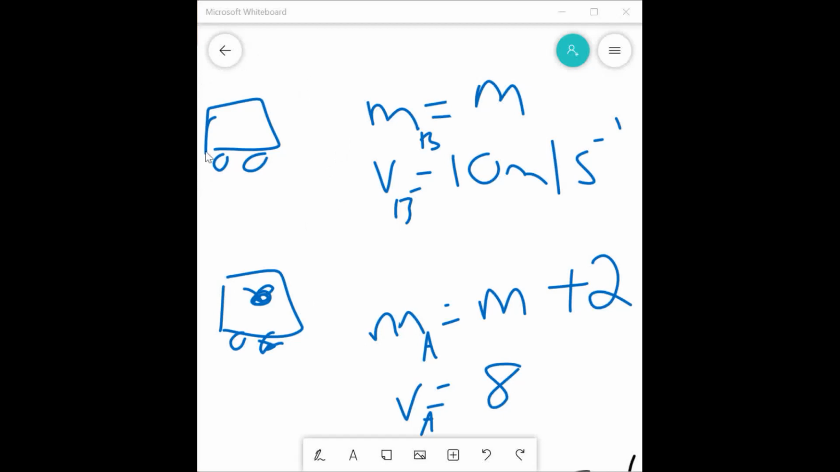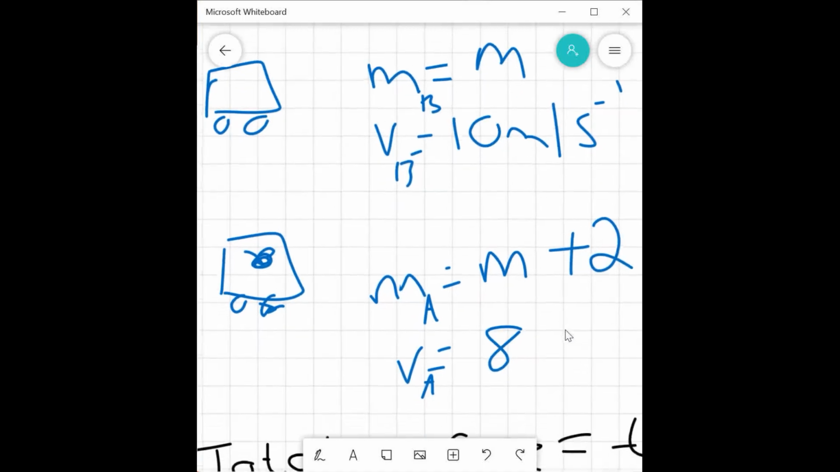So, we've got a trolley. Its mass is unknown, so we're just going to place it as m. We know the velocity before this collision was 10 meters per second. And we know that when the trolley has the mass piece on top of it, mass after will be the mass of the trolley plus 2. Your velocity is 8.